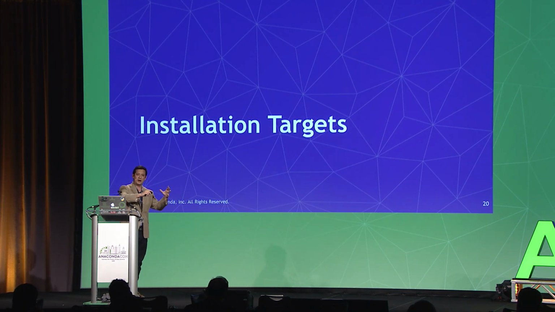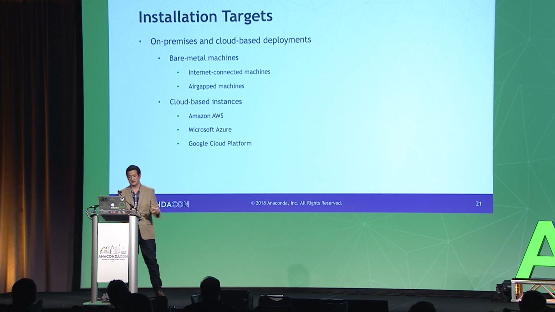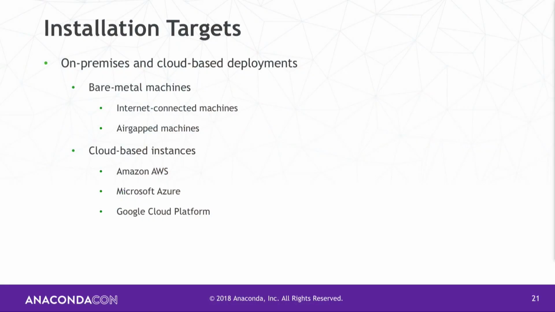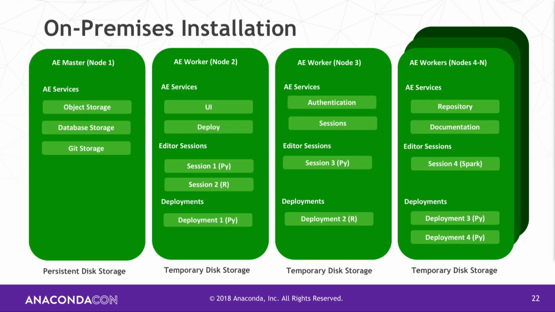So with that architecture in mind, we want to talk about actually installing to different targets on premises or on the cloud. So we're going to talk about bare metal machines, both internet-connected and air-gapped machines, cloud-based instances for Amazon, Azure, and Google Cloud Platform. So Anaconda Enterprise can run on all of these environments, and the good news is we designed it from the bottom up, so it's the same footprint across all environments. So if your organization has a hybrid, an on-premises cluster and a cloud-based cluster, it's the same architecture, same exact process for setting things up, and the same design principles.